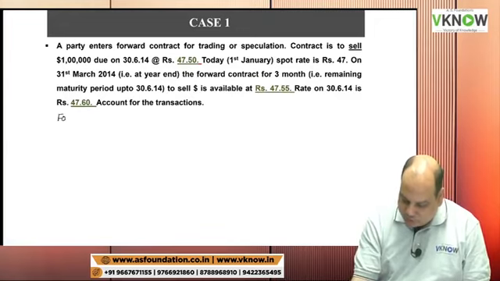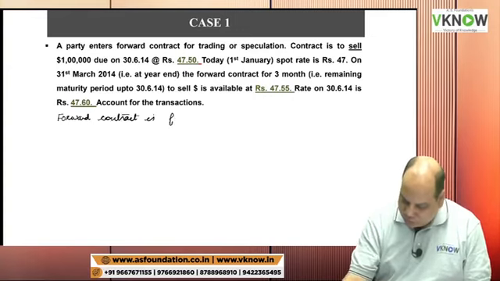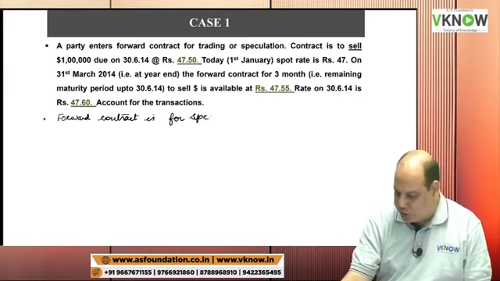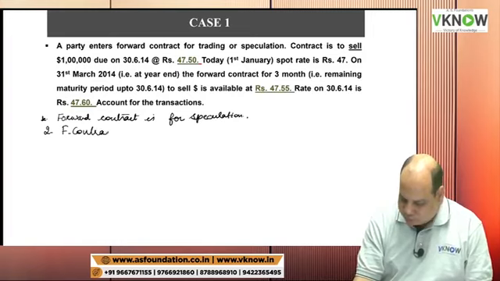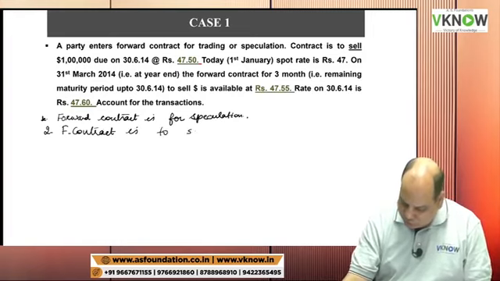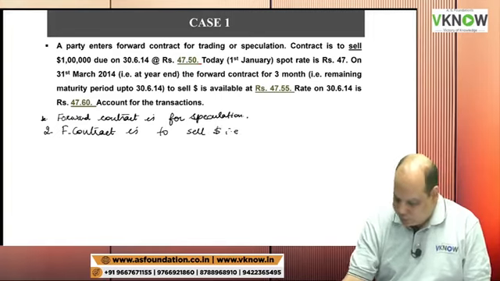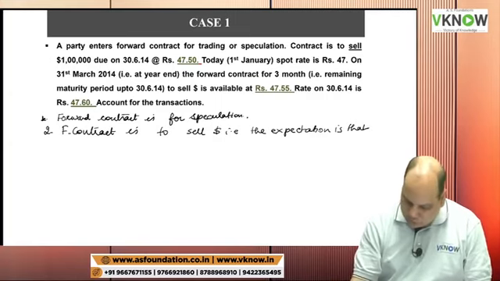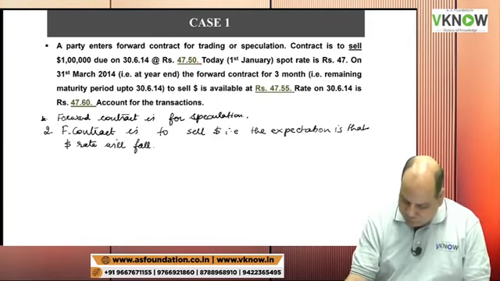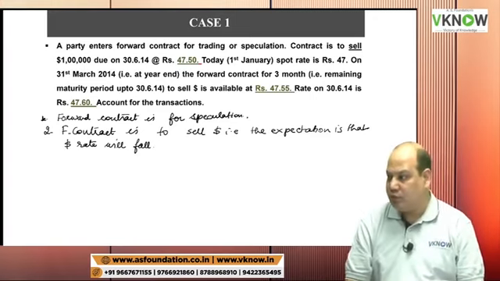So first you understand the forward contract is for speculation. First point, the forward contract is for speculation. Second point, this forward contract is to sell dollars. That is, the expectation is that the dollar rate will fall. The expectation is that the dollar rate will fall. Okay.